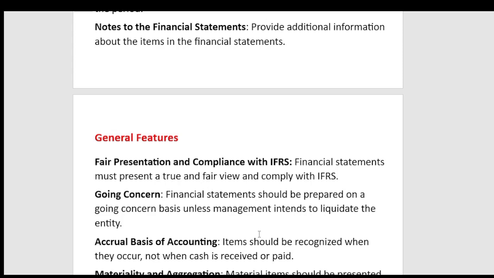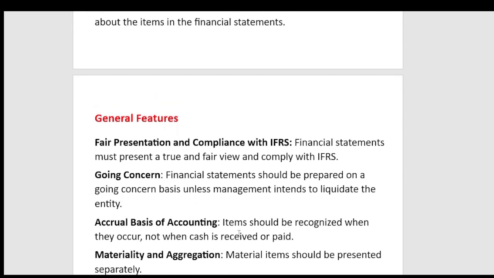So what IAS 1 is saying is that items should be recognized when they occur, not when cash is received. It's mostly in government parastatals that they use cash basis. But private entities in the corporate world, we use what? Accrual basis of accounting. So I hope that is good and fine.